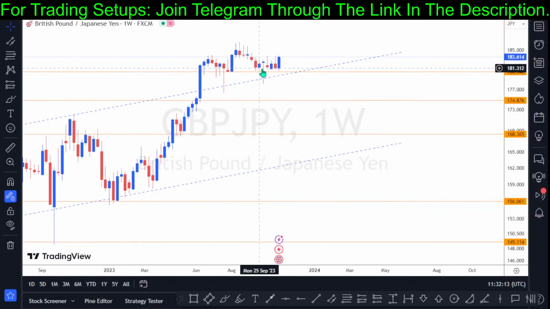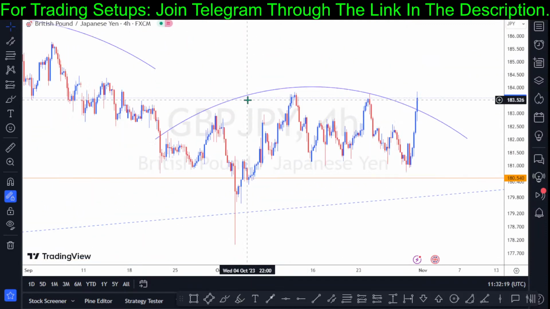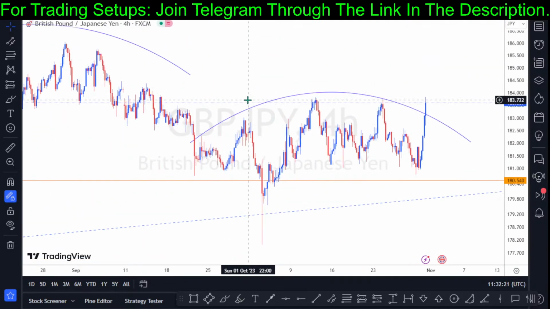So I don't want to long into resistance. This is my idea right here. Instead of putting myself in a risky trade, I would rather divert my attention to other currency pairs. So that is what I have on the JPY.